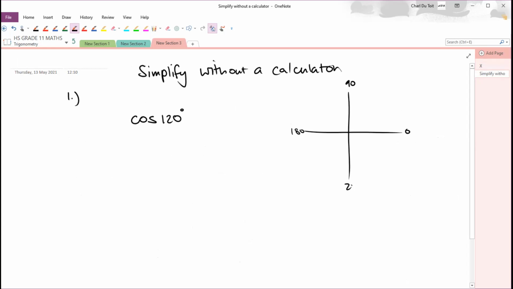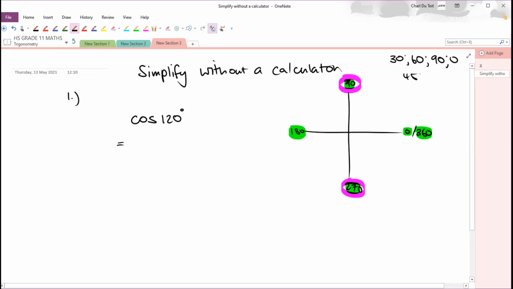Just going to redraw it there. And I'm going to say, look, I can break up 120 degrees into either 180, 360, 0, 90, or 270. But for now, we're going to just disregard 90 and 270. There's one rule that I have to teach you before you can use that. And I'm going to mix it up with one of those angles I've got in a special triangle. So either a 30, a 60, a 90, a 0, or a 45 degree.